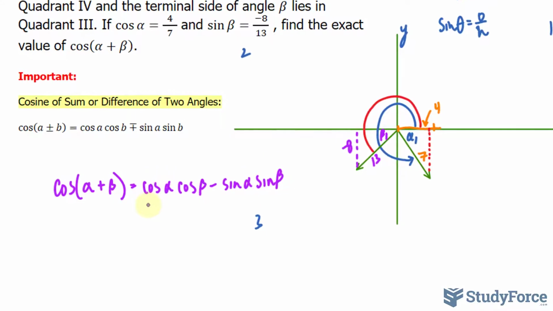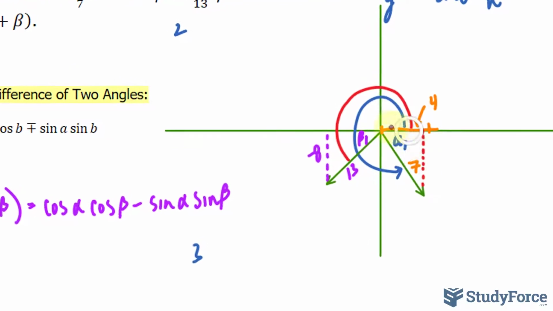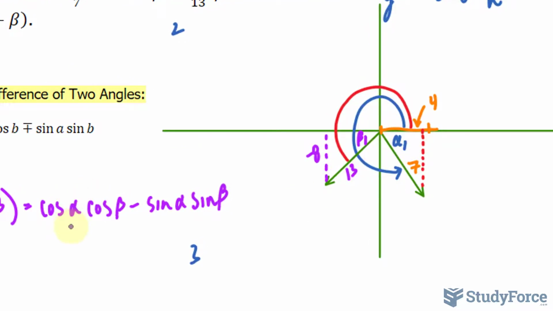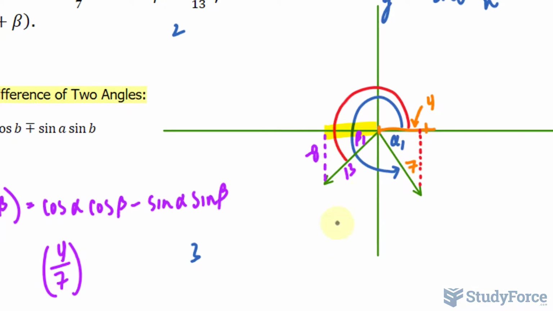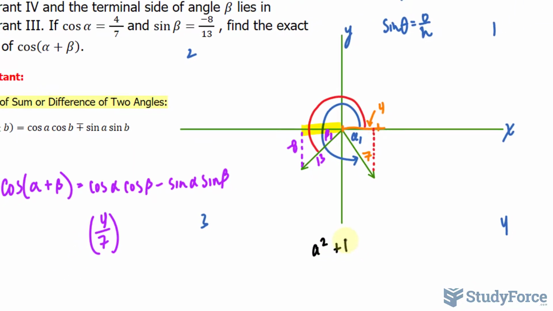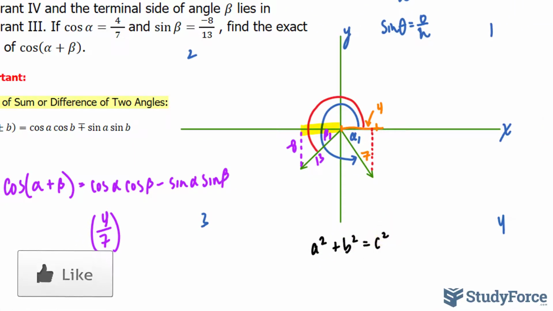Let's begin with cosine alpha. We'll look at this triangle. Cosine alpha is adjacent over hypotenuse, so we have 4 over 7. So we can replace cosine alpha with 4 over 7. Now we have cosine beta, so we'll look at this triangle, and that's adjacent over hypotenuse. Unfortunately, we don't have the adjacent value. Since we're dealing with a right triangle, we can find it by using Pythagorean's theorem, and that's shown right here.